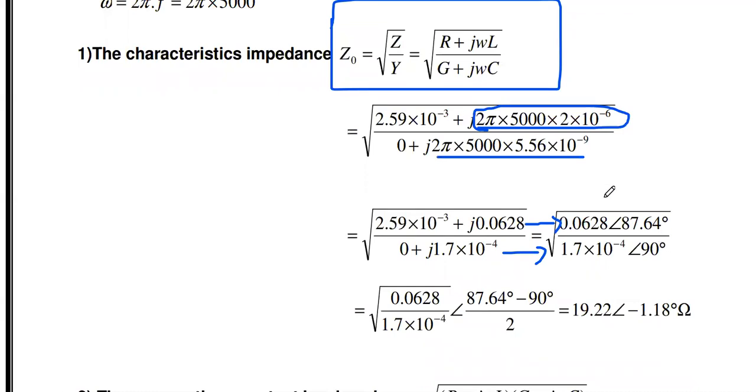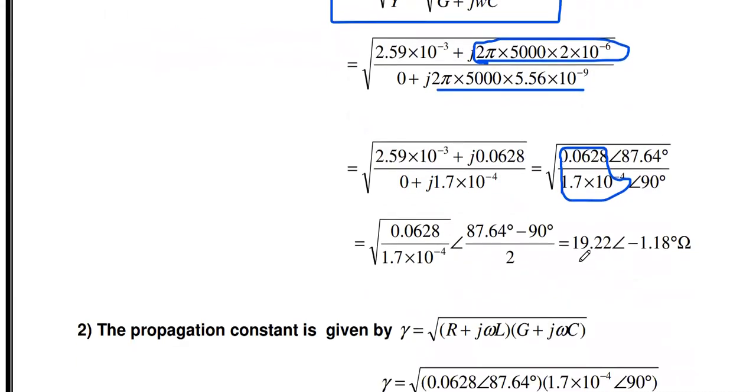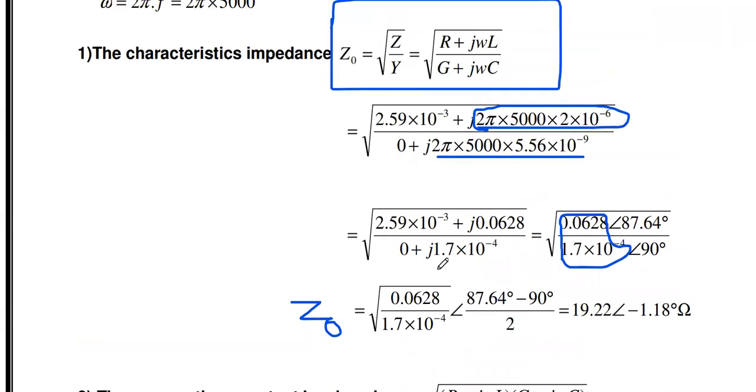Then polar by polar. In polar division, you just divide the magnitudes. So here you divide 0.0628 by 1.7 × 10^-4 and take the square root. For the angle, in division you subtract, and since it is under the square root, you divide by 2. So we get the answer as 19.22 with angle -1.18 degrees. This is the characteristic impedance Z0. So simply using this formula, square root of Z by Y, you calculate the characteristic impedance.